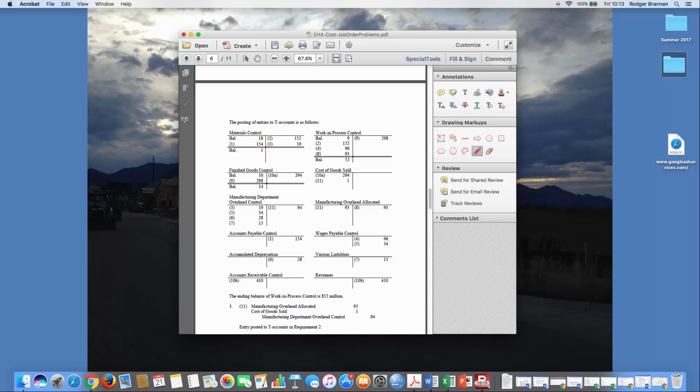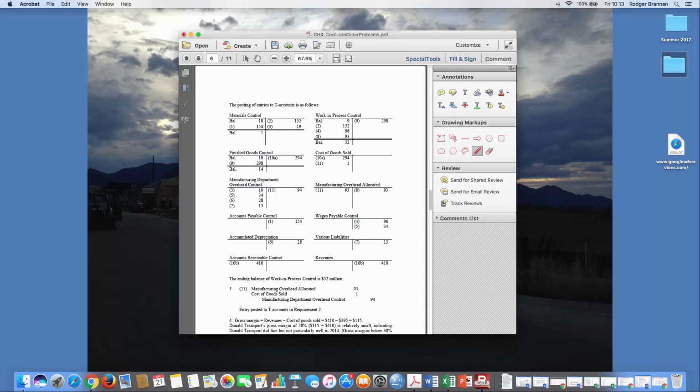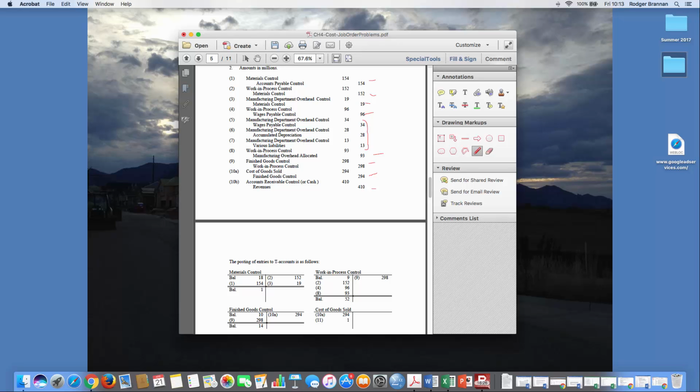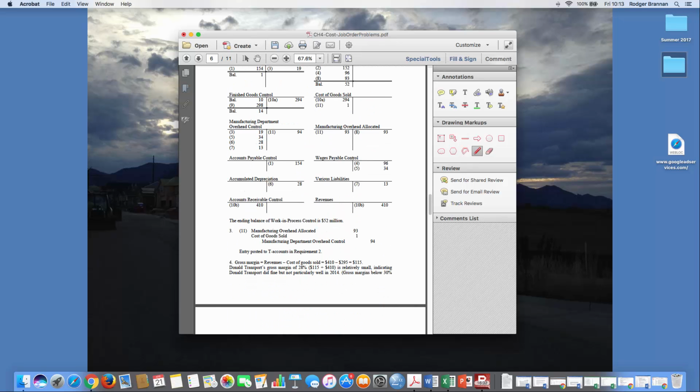But part of it, again, is the process. Now, in this case, the allocated overhead was 93. And if you go back up here, if I add the 34, 28, 13, and 19, I come up with an actual overhead of 94. So they slightly underapplied. If you want to think of it this way, the overhead allocated is sitting there with a credit balance of 93. I want it to equal 94, so I have to add 1, make a credit entry of 1, and a debit entry to cost of goods sold. I've adjusted it. Now I can close out my two overhead accounts.